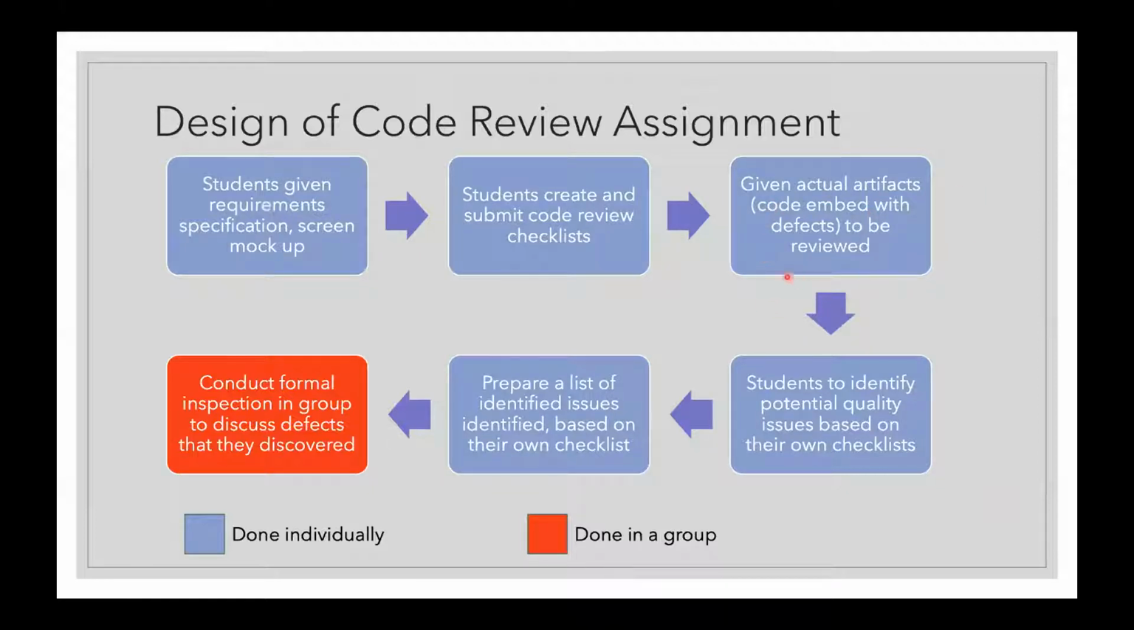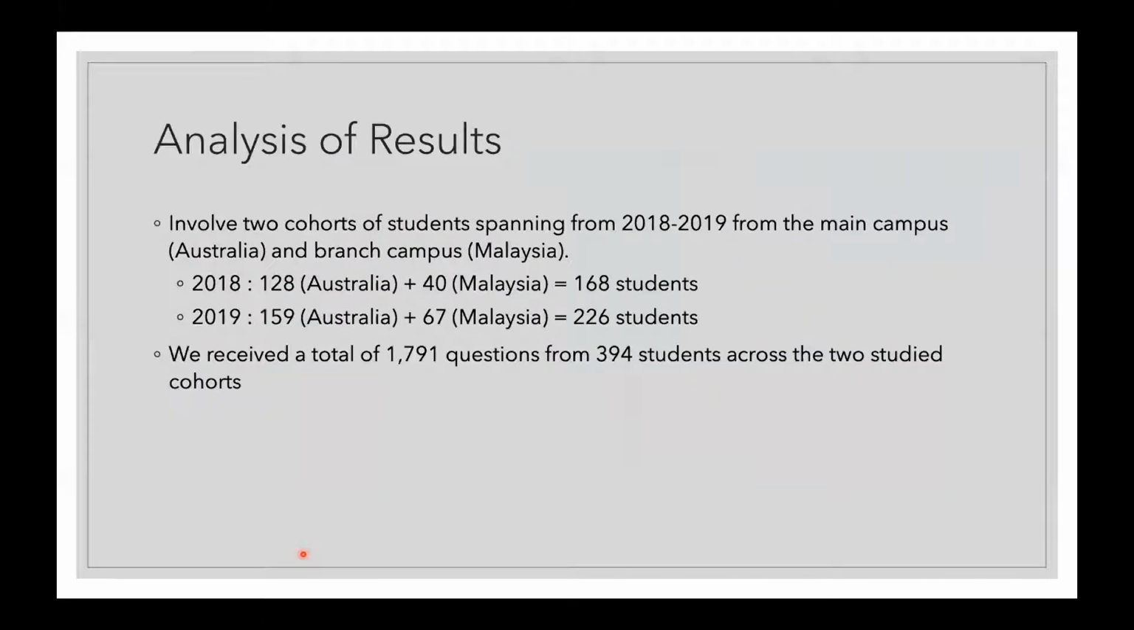This code is actually embedded with some defects, and students are required to prepare a list of identified issues based on their own checklist created in step 2. Finally, they will discuss in a group whether these defects that they have identified are false alarms or genuine defects. They get to take turns and defend their findings.